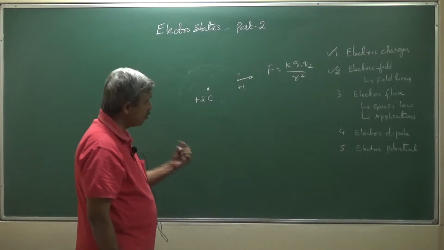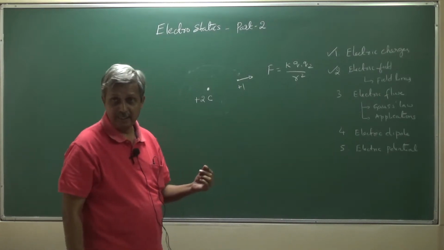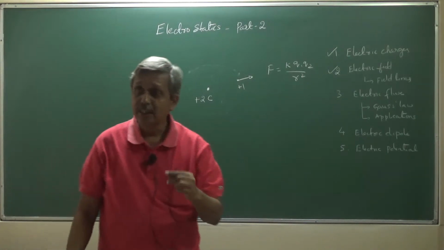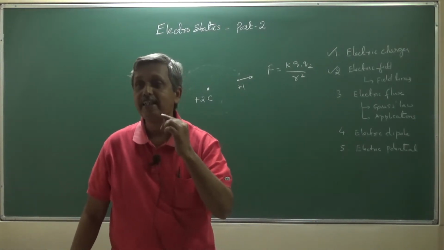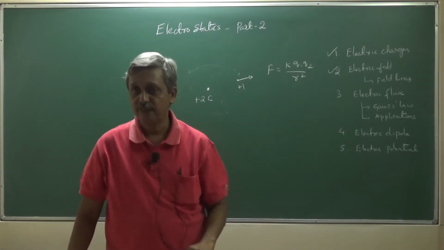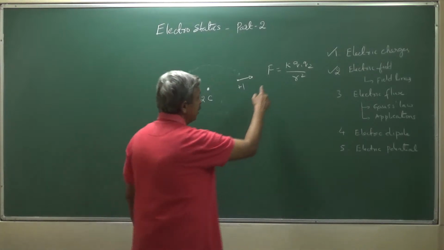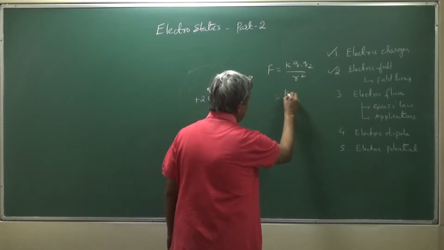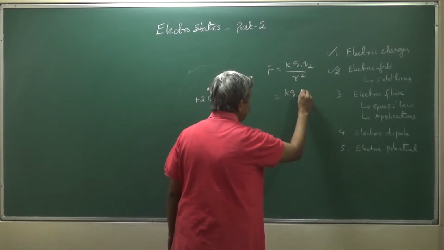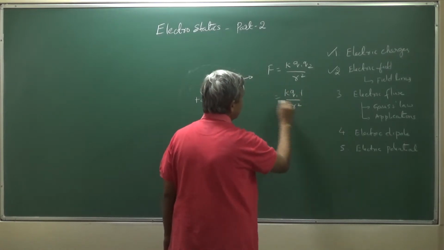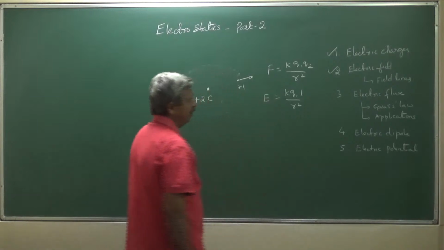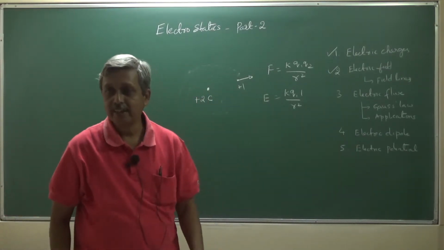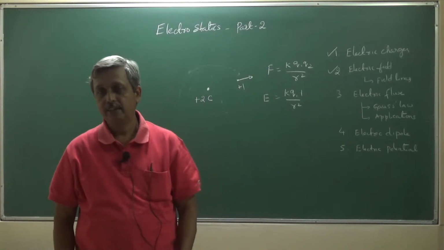Now, this force that we will calculate, the force on the unit charge, is nothing but the electric field. That's what we call it. So in this case, if you keep K and Q1 as it is, and for Q2 you put 1, and then R square, this we call the electric field. So the formula for electric field is KQ by R square.